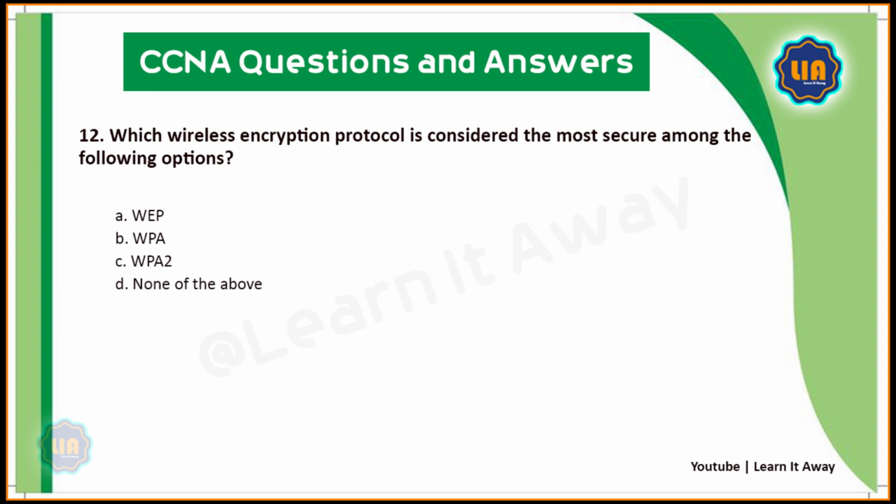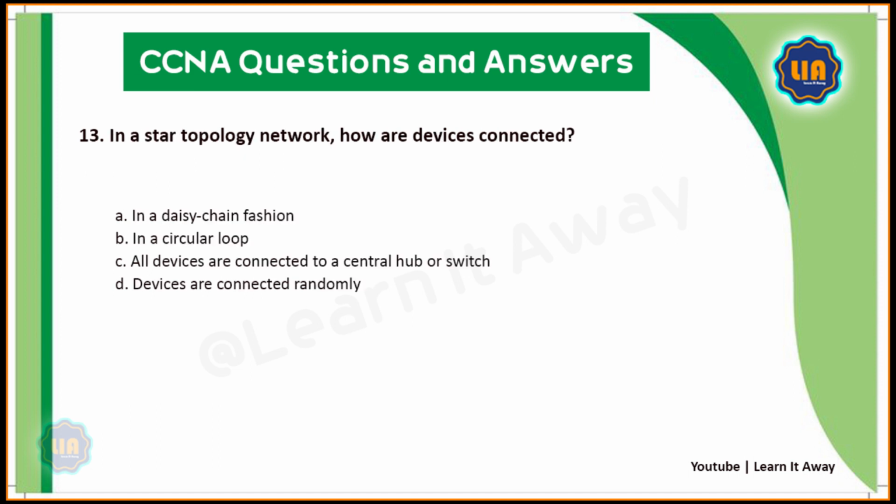A. WEP. B. WPA. C. WPA2. D. None of the above. Answer: C. WPA2. 13. In a star topology network, how are devices connected? A. In a daisy chain fashion. B. In a circular loop.